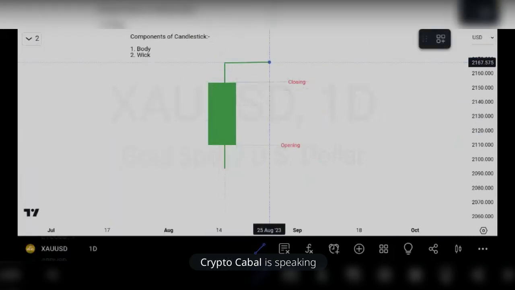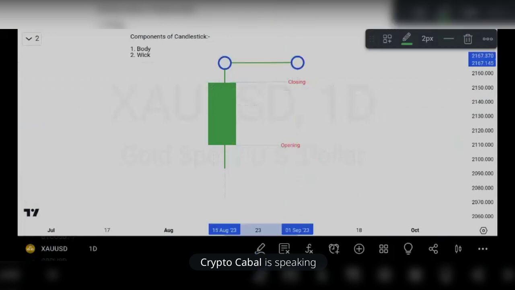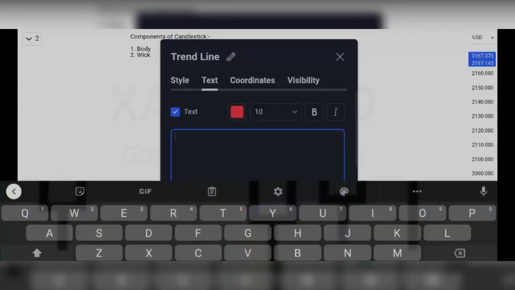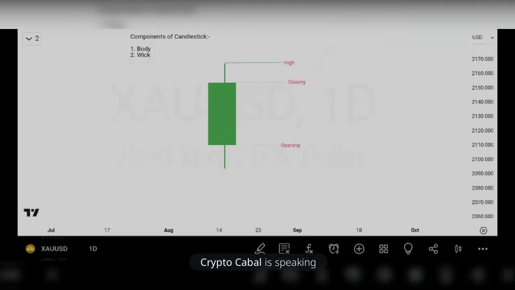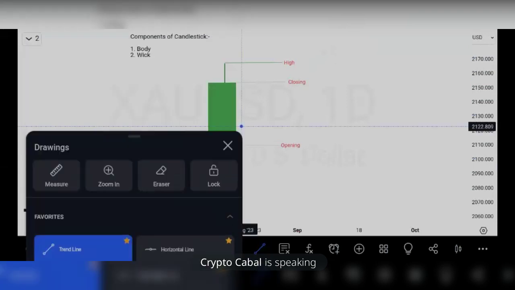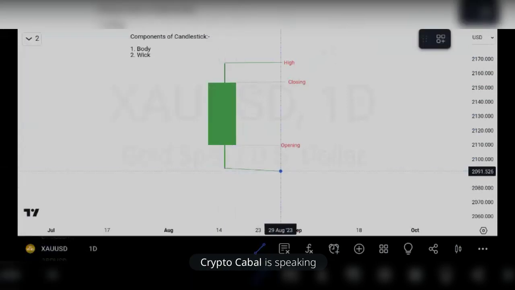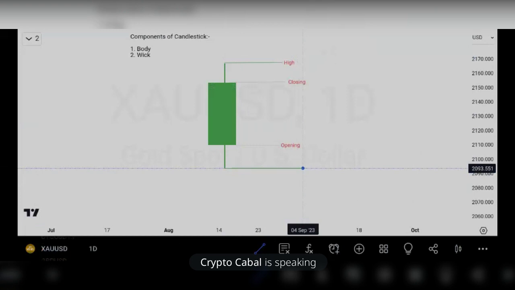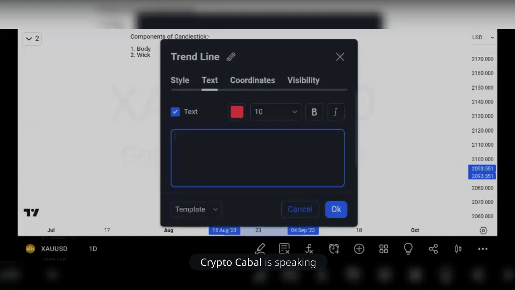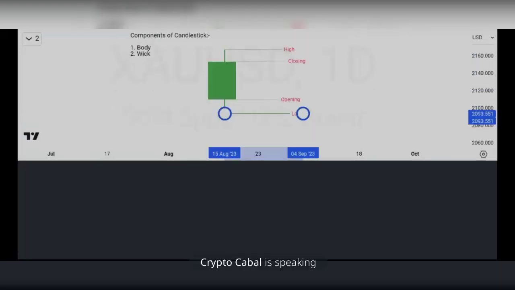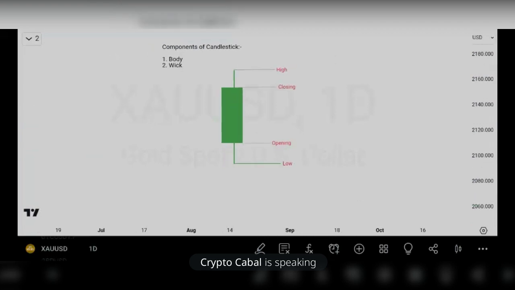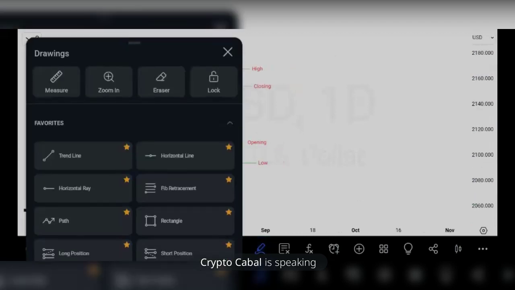Now we can call this upper part of the wick the what? The high point. We can call this the high point. The high. And we can call the down part what? The low. As I have explained now. The low. And that is how the bullish candle is formed.